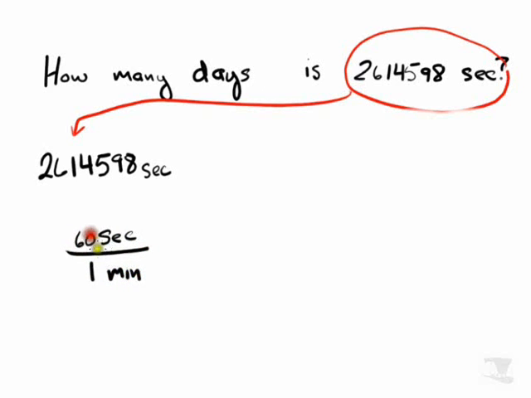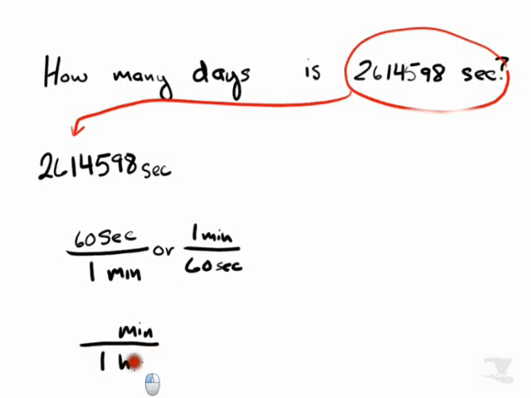60, right? And remember, what can I do to this? I can flip it, or I could say 1 minute is 60 seconds. So now I'm kind of in minutes. Is there any more ratios I could think about? Like, for example, how many minutes are in 1 hour? Well, there's 60 minutes in 1 hour. Or I could write it, 1 hour, there are 60 minutes.